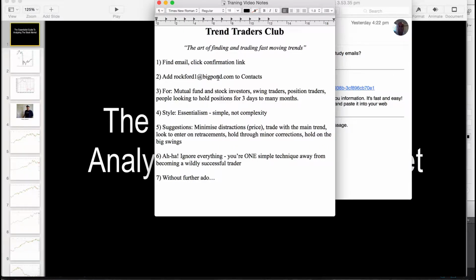Some suggestions before we start. Minimize distractions, and as I said, focus on the price. If all you have on your chart is a price bar, you can see the raw price action.